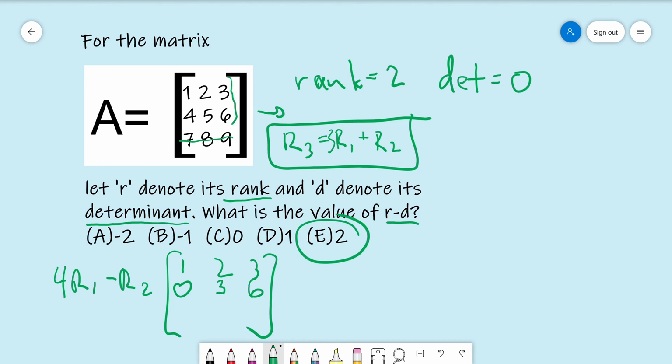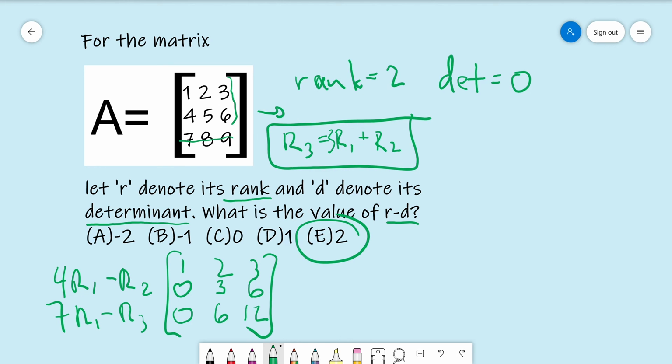And then, if you take 7 times the first row minus the third row, that'll give you 0. 14 minus 8, that's going to be 6. And 21 minus 9, that's going to be 12.